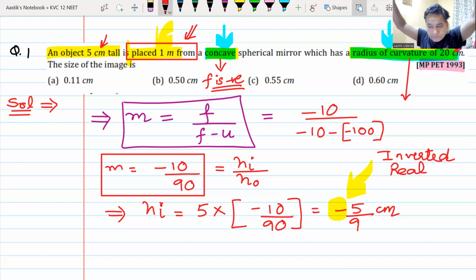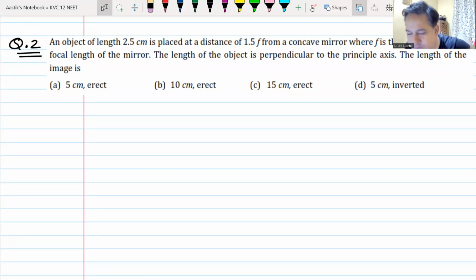Yes, sir. And this question you will have to do, this is a challenge question. It comes on your screen right now. An object of length 2.5 centimeter is placed at a distance of 1.5 f. Remember, 1.5 f from a concave mirror where f is the magnitude of focal length of the mirror. The length of the object is perpendicular to principal axis. So it is not length, it is height basically.